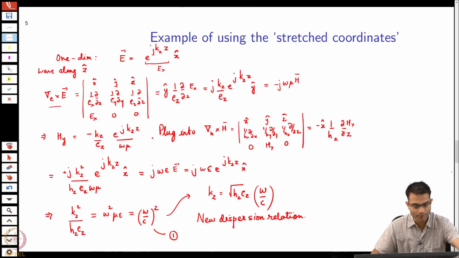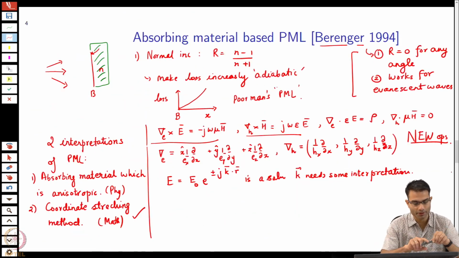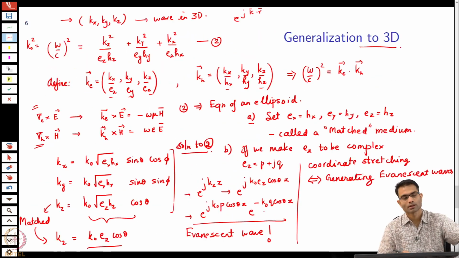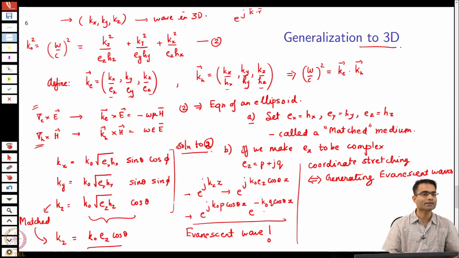So, in the very beginning I had mentioned that these are the two interpretations of PML. You can see straight away how it is coming, right, and I did not have to deal with tensors or any such things. I got it just by using our usual Maxwell's equations and stretching the coordinates, right. So, this is the principle of PML, the rest are all details.